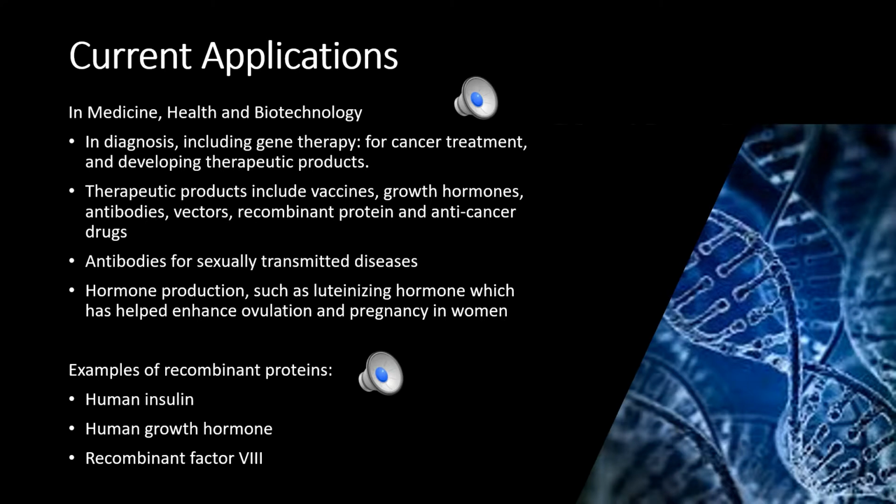Gene therapy has also been used to develop therapeutic products like growth hormones, antibodies, vectors, and recombinant protein. Antibodies for sexually transmitted diseases have been produced, and antibodies created have also helped in diagnosis and therapy of tumors. Hormone production has seen in vitro production of human follicle stimulating hormone through recombinant DNA technology. Recombinant follicle stimulating hormone and luteinizing hormone have helped to enhance ovulation and pregnancy in women.